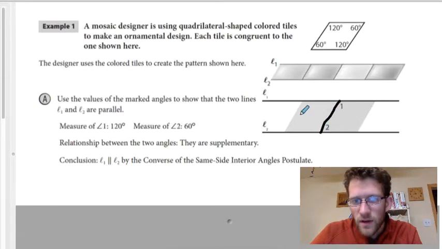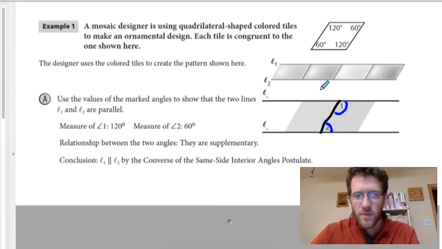You can see that in your book. And this represents one tile, this represents another tile. So on this tile, we know some of these angles, right? We know that angle 1 is 120, because it's this corner here. We know that angle 2 is 60, so it's that corner there. Are they supplementary or congruent?